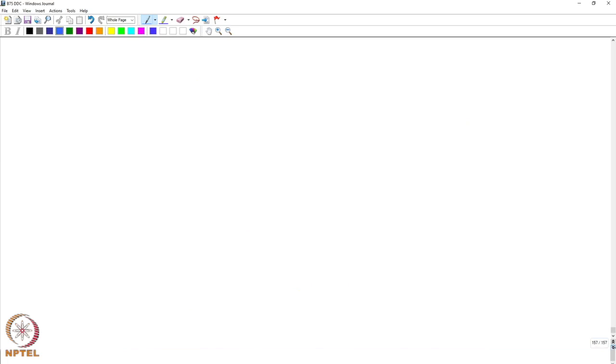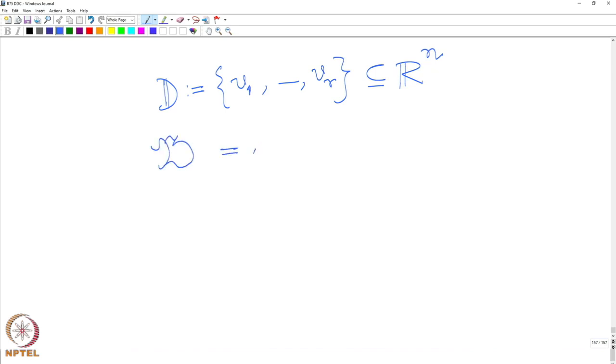We looked at an example of such a thing when we had data. Suppose our data set D was just a collection of vectors V1 up to VR, let us say, which are all n dimensional vectors. Then what is the MPUM for this D? In fact, it turns out to be the span of these vectors. Okay, that is the smallest possible subspace.